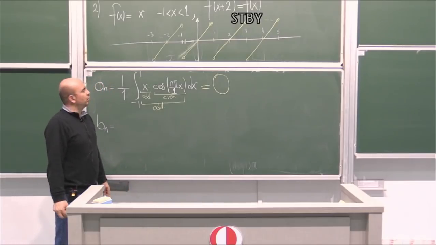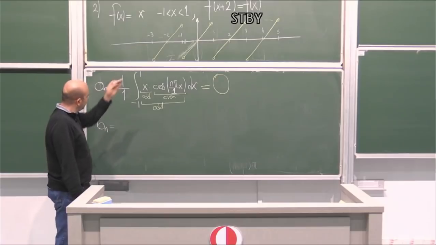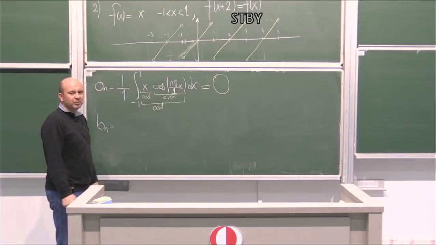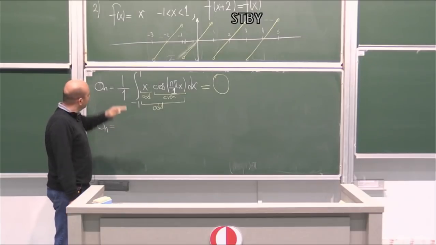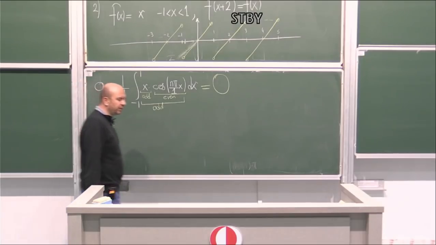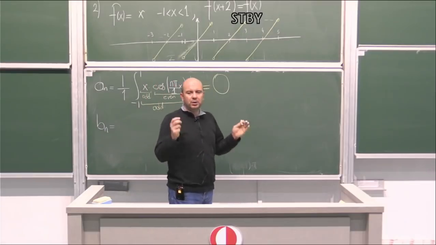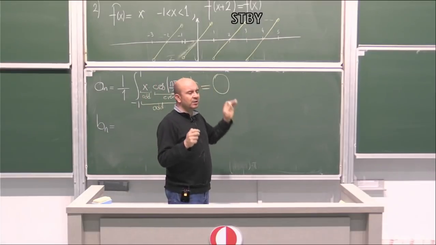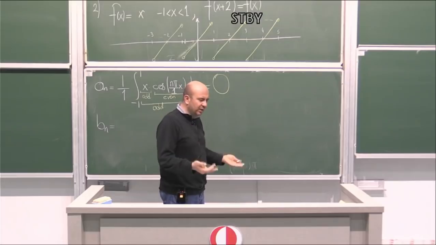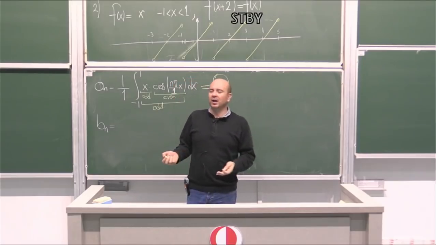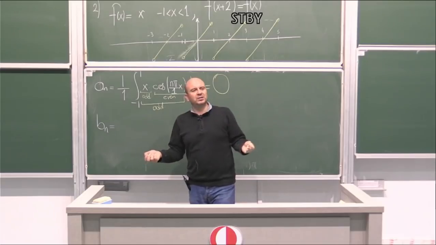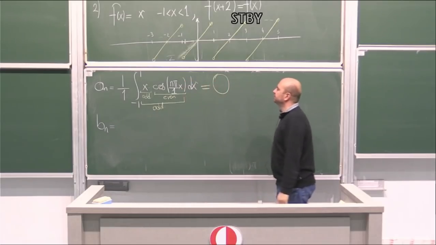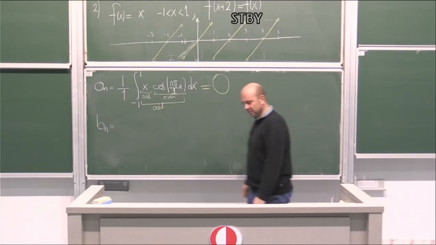Right? So why is this happening? Because our function is an odd function, an odd periodic function. From this example, we can conclude the following: for an odd periodic function, we will have a sine series. As you can guess easily, for an even function, we will have a cosine series. I will leave the exercise for you.